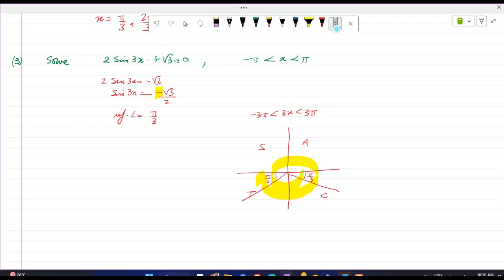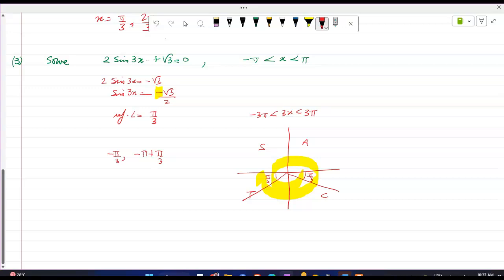So you keep on hitting this line till you go one complete round and one more. So my first one is minus pi by 3. My second one, what you need to remember is, this whole angle is minus pi, and you have to go back. Are you following that? So minus pi plus pi by 3. So these are my two solutions.